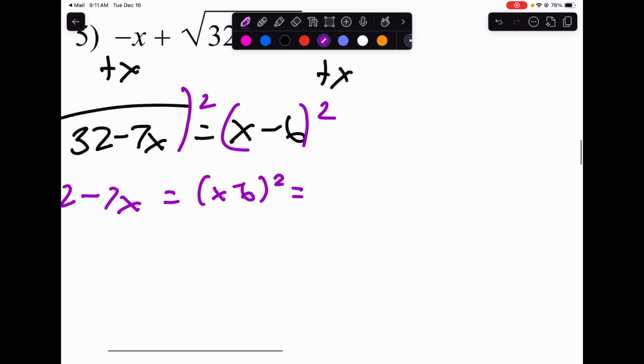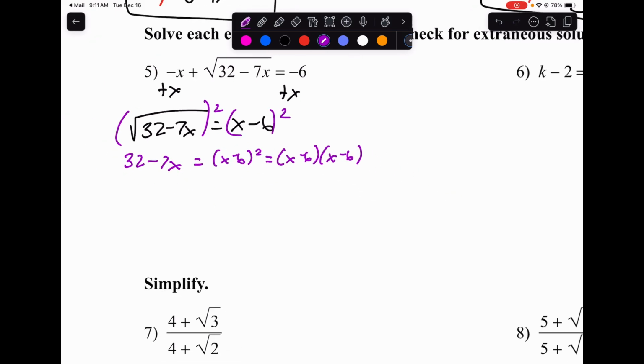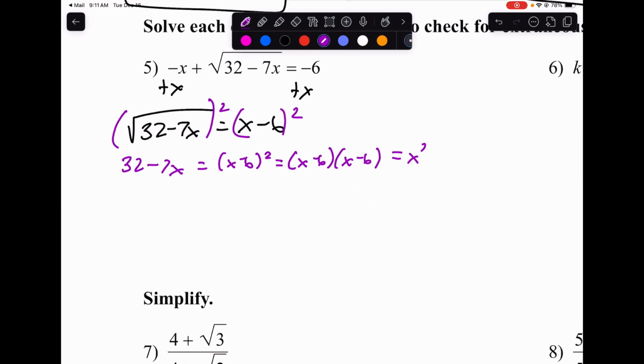Now this, we're going to write twice. So I get x minus 6 times x minus 6. And then I can FOIL that out. And I get x squared minus 6x minus 6x plus 36. So at this point, I have 32 minus 7x is equal to x squared minus 12x plus 36.